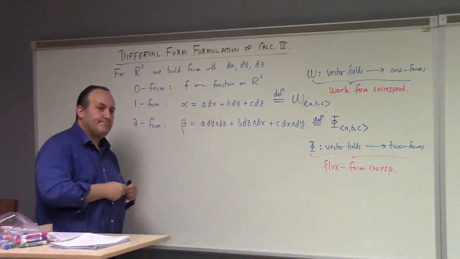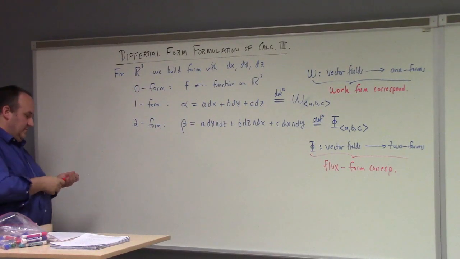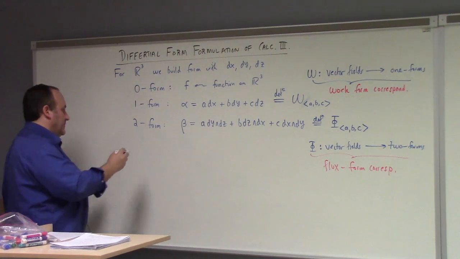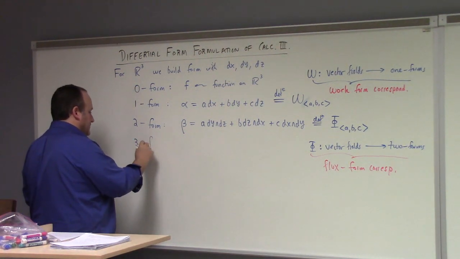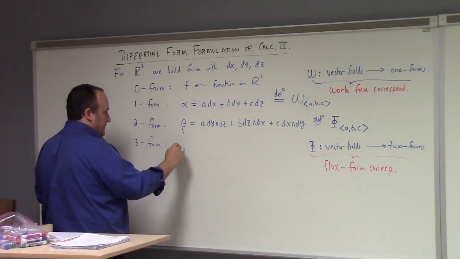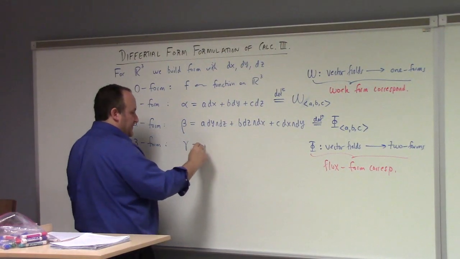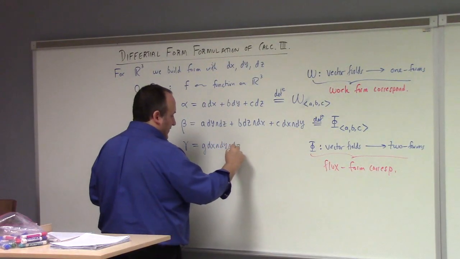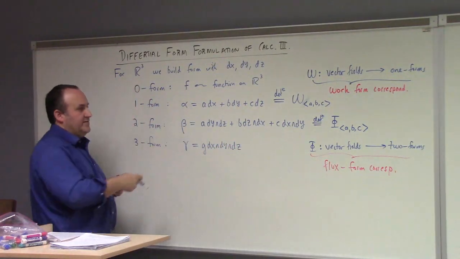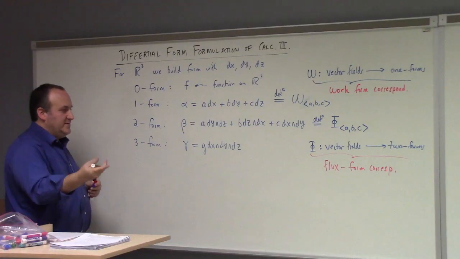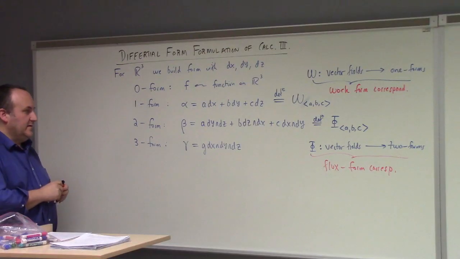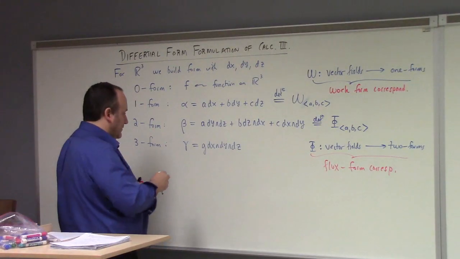All right. And, well, then there's one more step in this story, right? Three form. A three form looks, let's say gamma, would look like g times dx wedge dy wedge dz. By the way, a, b, and c here are functions. G is a function, f is a function, all right? F, a, b, c, and g here are all functions, just real valued functions on R3. This is a three form, right?